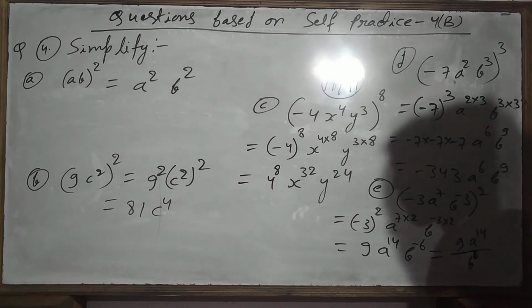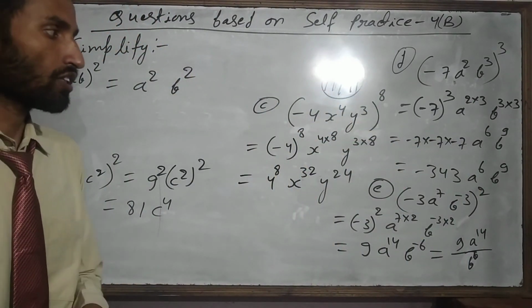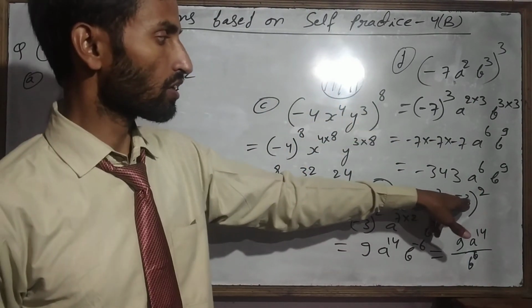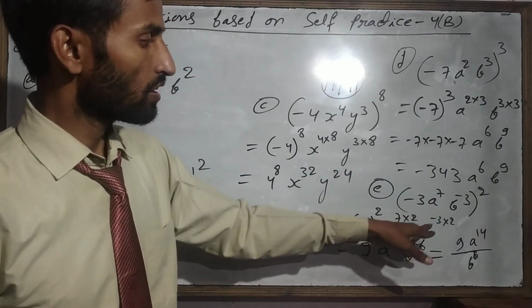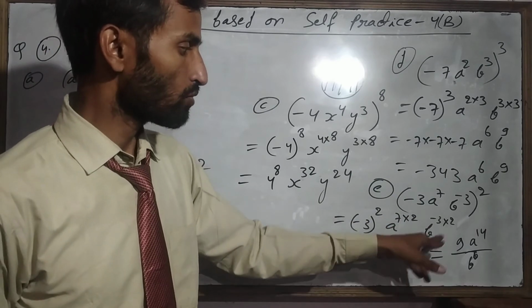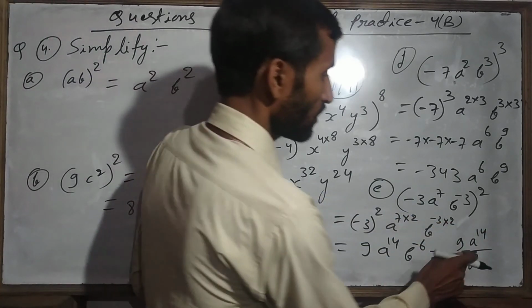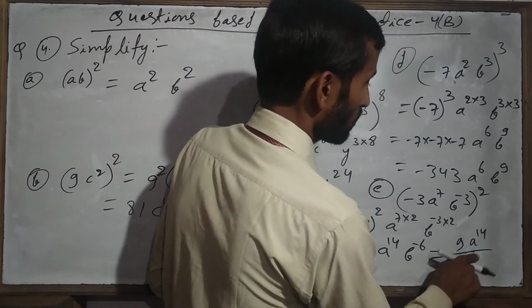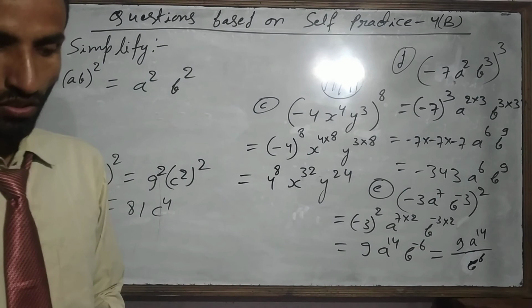Whatever questions are there, just solve them like this. Whatever power is there, put the individual power on each constant and variable, and then multiply. If there is a minus power, then put it below, which means 9 a power 14 upon b power 6 will come. Okay, this is the final answer. That's all.